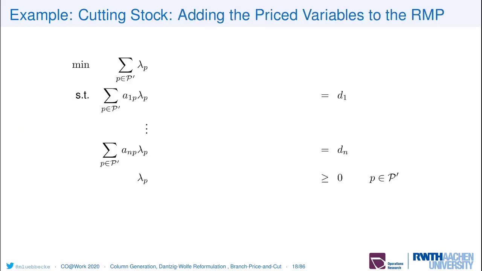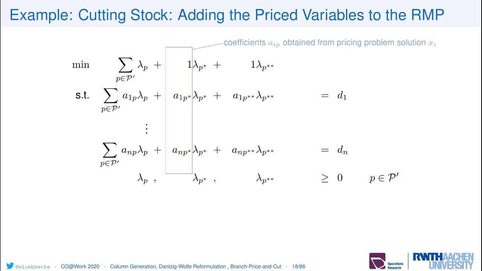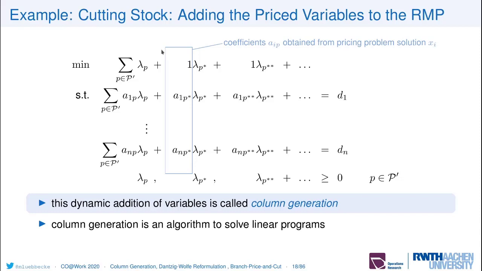Here's a picture of what happened. So this is the restricted master problem. I just initialize the model with a small subset of the cutting patterns, and then in each iteration a new variable corresponding to a new pattern is added, and the hope is that the resulting restricted master problem, when I can prove optimality, is much smaller than the original master problem I wanted to solve. So this process, for obvious reasons, is called column generation, because I'm adding these coefficient columns successively. And let me stress again, this is an algorithm for solving linear programs.